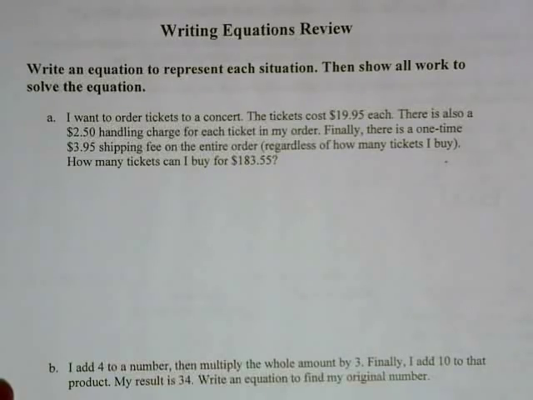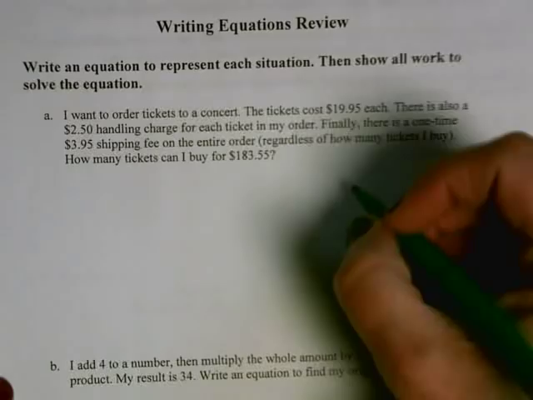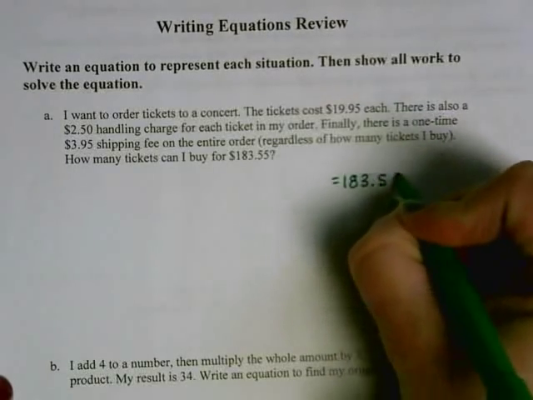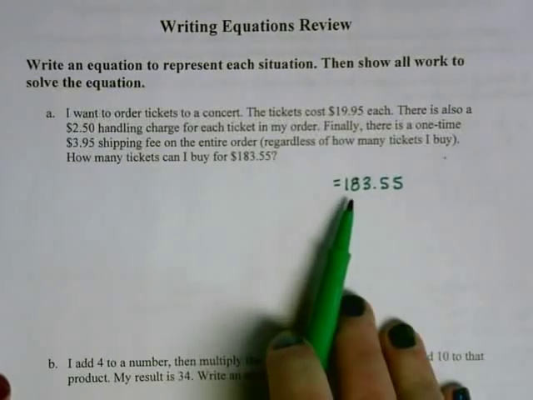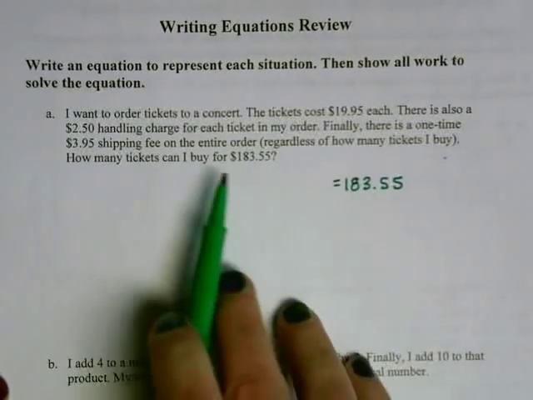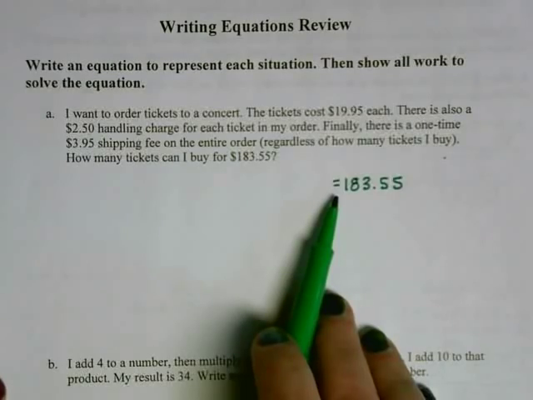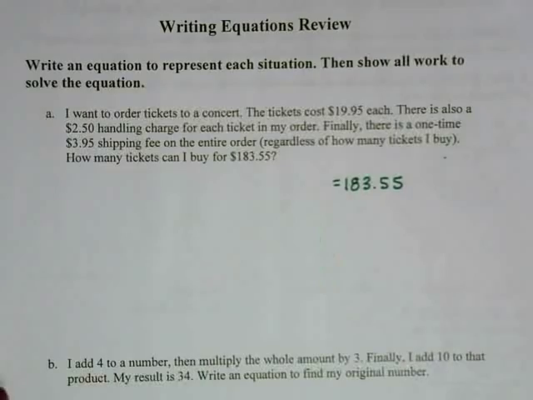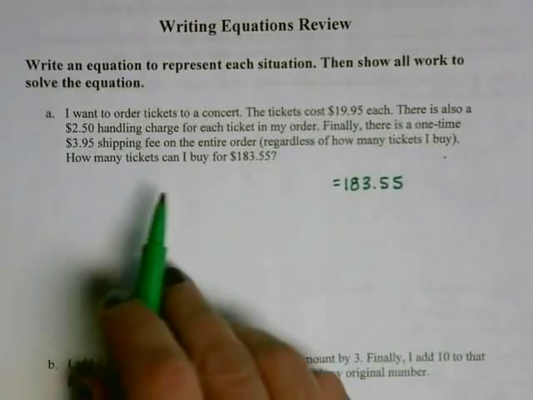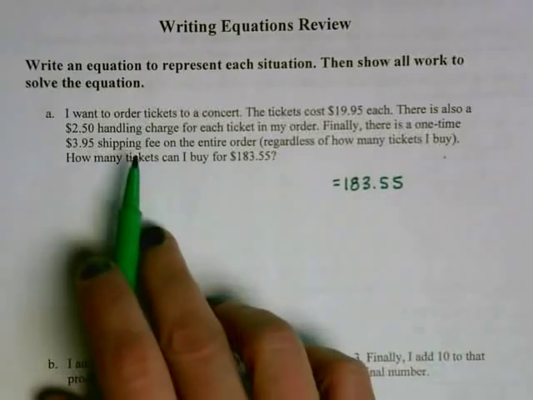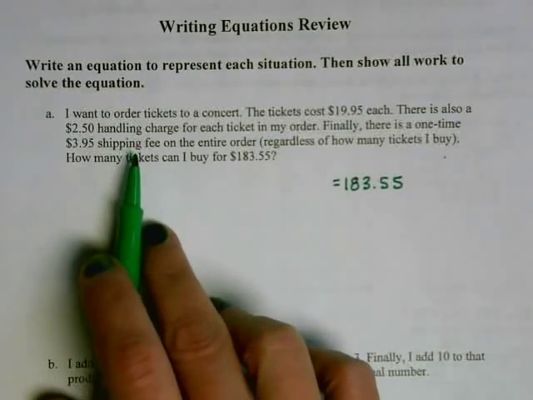$183.55. So, looking at that situation, you guys know we always like to start with the total. We know we're trying to get at the end to $183.55. And I want to spend exactly that. Let's see what I can do. It doesn't say at least or at most, so let's make an equation here instead of an inequality. And what do I need to add to get to that order? I've got tickets. I've got this handling charge for each ticket. I've got this shipping fee.